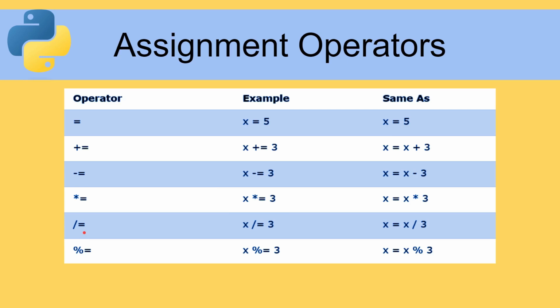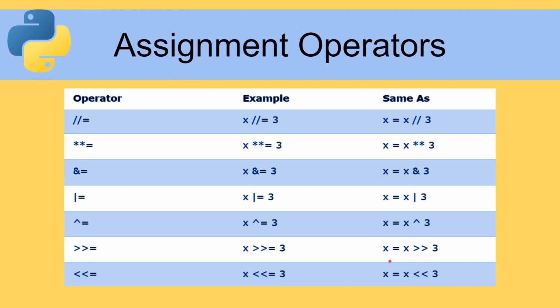Then you have division. This is the shorthand, and this is how it is, that you divide the original number by that number. You have modulus or remainder. Then you have floor division. So what it does, it divides the original value of x by 3 and rounds it to the nearest integer and assigns it to the x.